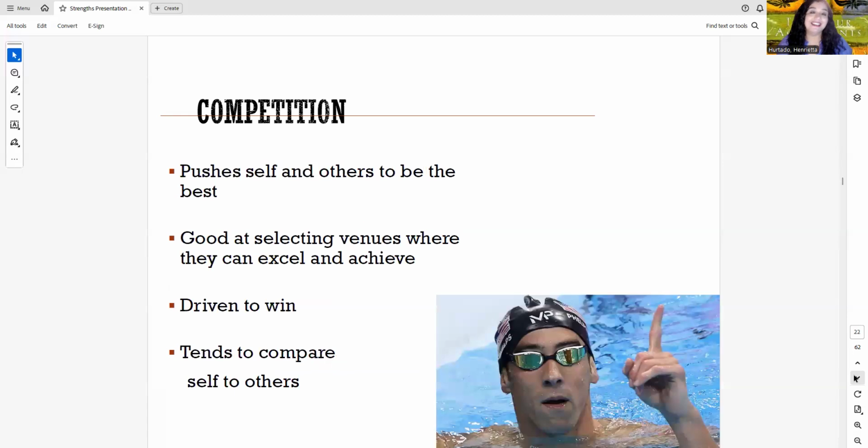Competition. If you're competitive, you're someone who pushes self and others to be the best. Good at selecting venues where they can excel and achieve. Driven to win. And you tend to compare self with others.